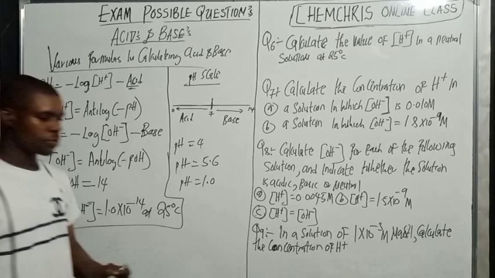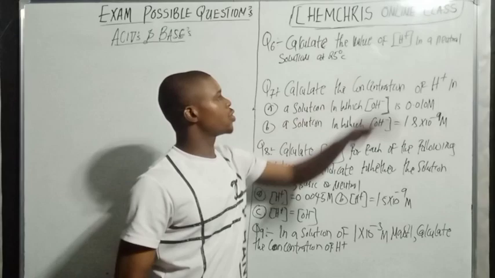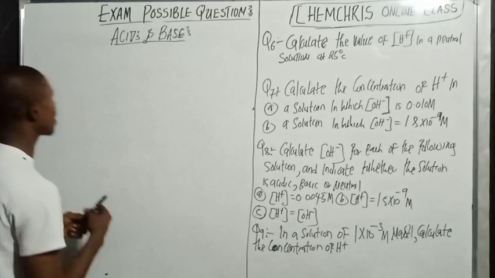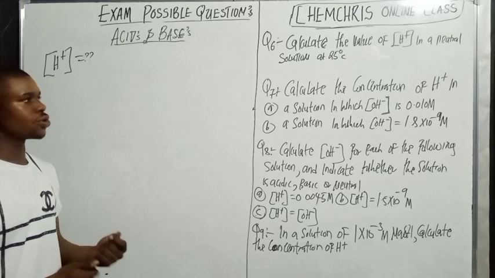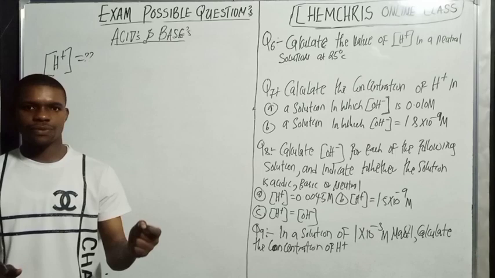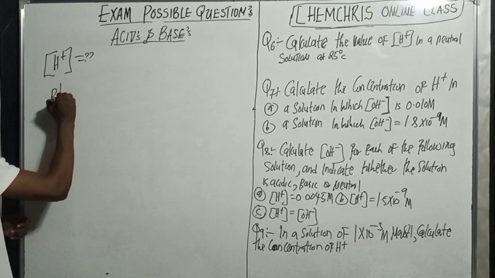So now let's look at the first one. Calculate the value of H plus concentration in a neutral solution at 25 degrees centigrade. They say in a neutral solution, and what they want you to calculate is H plus, right? Now, what is the pH of a neutral solution? It is 7. The pH of a neutral solution is 7. So here we have pH equals 7.